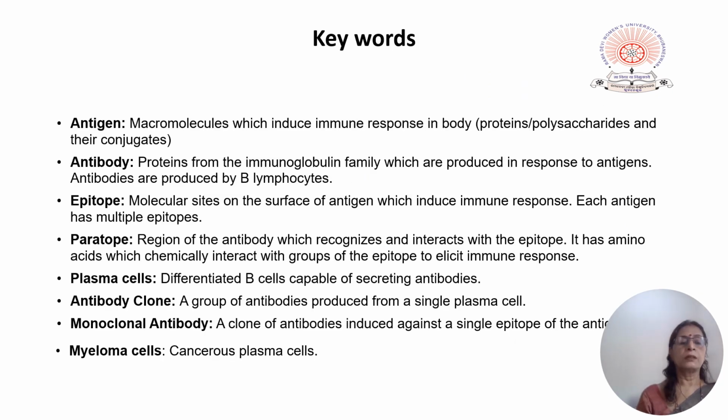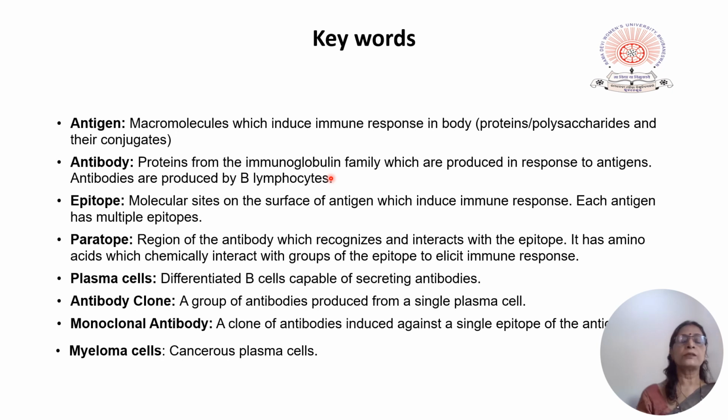During the discussion, there will be mention of these terms: antigen, antibody, epitope, paratope, plasma cells, antibody clone, monoclonal antibody, and myeloma cells. Antigens are macromolecules which may be a protein or polysaccharide or their conjugates, and these induce immune response. Antibodies are the proteins which belong to the immunoglobulin family, and they are produced in response to the antigen.